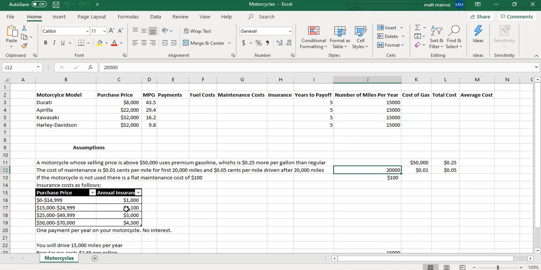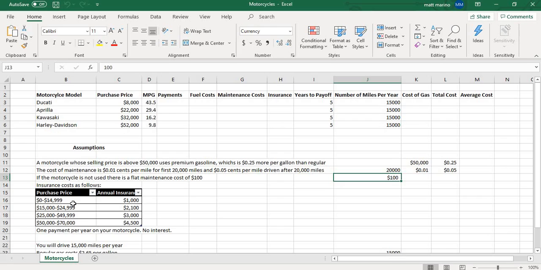Our next assumption is if the motorcycle is not used, there's a flat maintenance cost of $100. So within our cell J13 we have added $100. Next, we have insurance costs identified as follows.